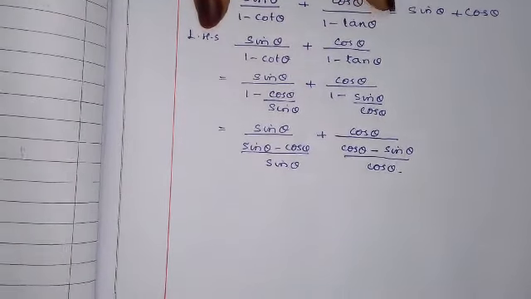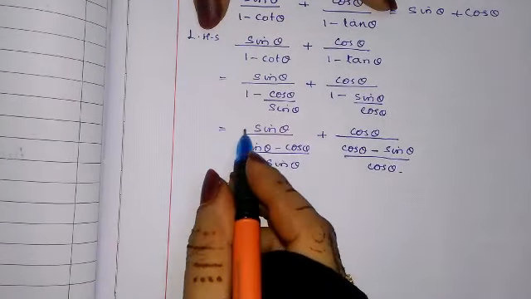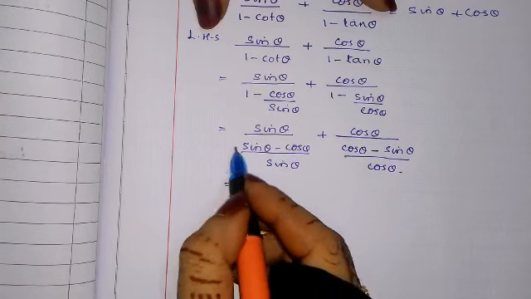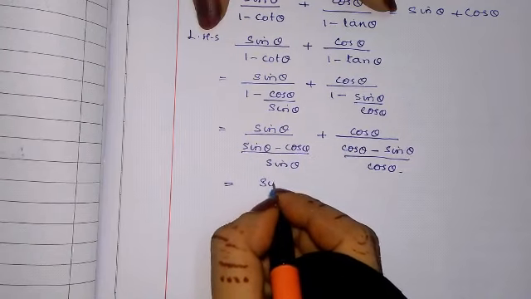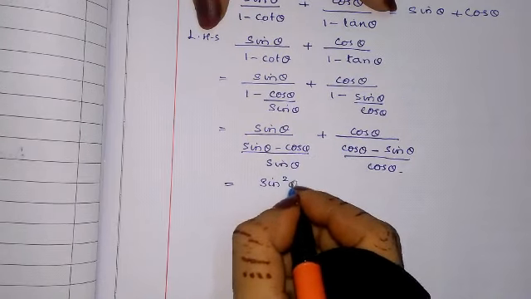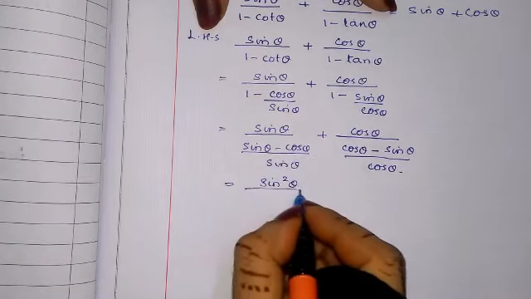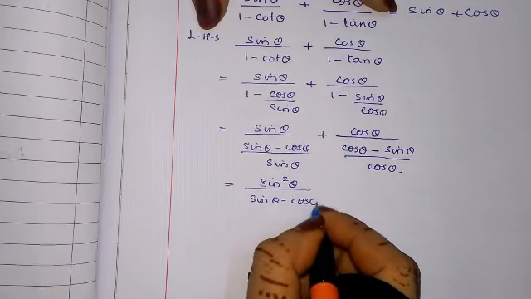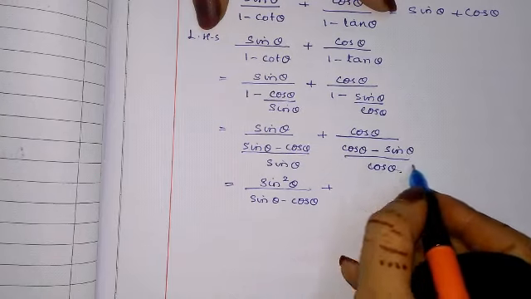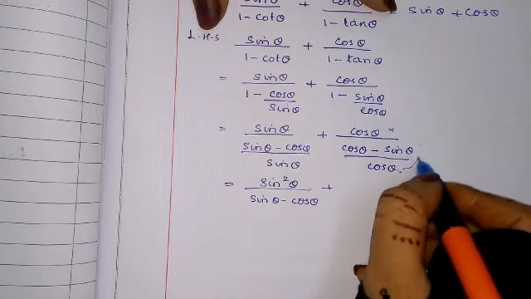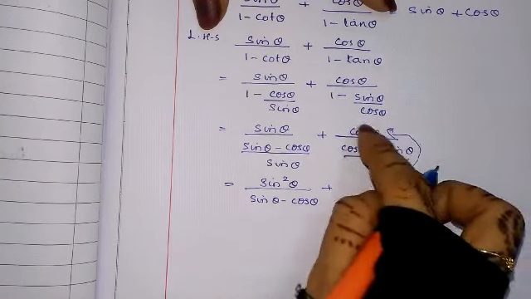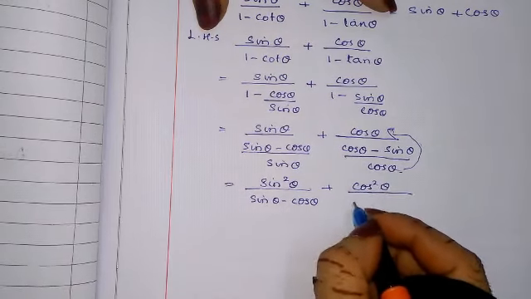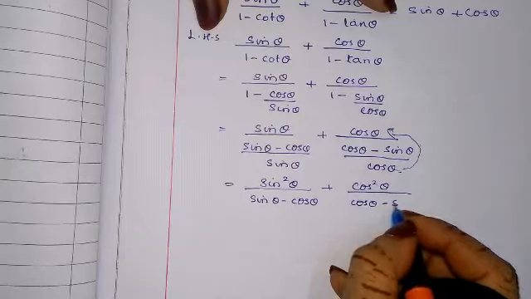In the next step, this cos theta will go and multiply here. Sorry, not cos theta, sin theta. Sin theta into sin theta is sin square theta upon sin theta minus cos theta. Plus, now this cos theta will go and multiply here. It will multiply cos theta, cos square theta upon cos theta minus sin theta.